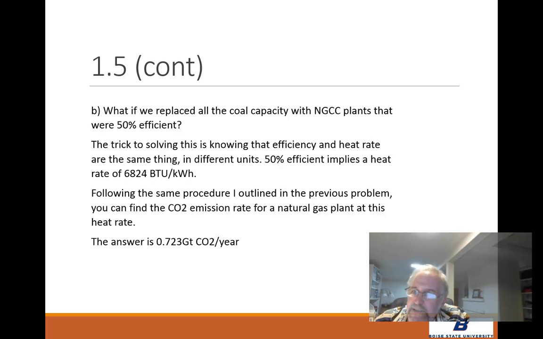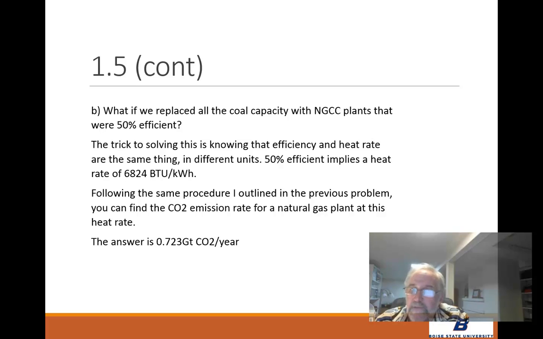So what if we replaced all that capacity with a natural gas combined cycle that were 50% efficient? The important part of this problem is realizing that when they say it's 50% efficient, they're telling you the heat rate. If it was 100% efficient, the heat rate would be 3,412 BTUs per kilowatt hour, because that's the conversion factor between BTUs and kilowatt hours. If it's 50%, that means there's twice as many BTUs for every kilowatt hour as there would be for 100% efficient. So that's where we get 6,824 BTUs per kilowatt hour for heat rate.